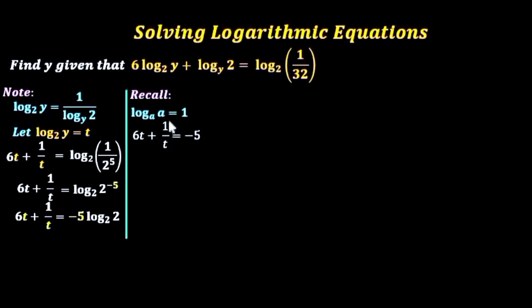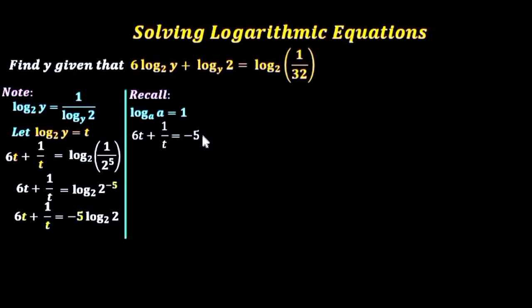Now, in order to eliminate this fraction here, we'll multiply everything by t. We multiply by t, and when we multiply, we're going to have 6t squared plus 1 is equal to negative 5t. Rearranging this equation, we'll have 6t squared plus 5t plus 1 is equal to 0. That is when negative 5t comes to this other side.